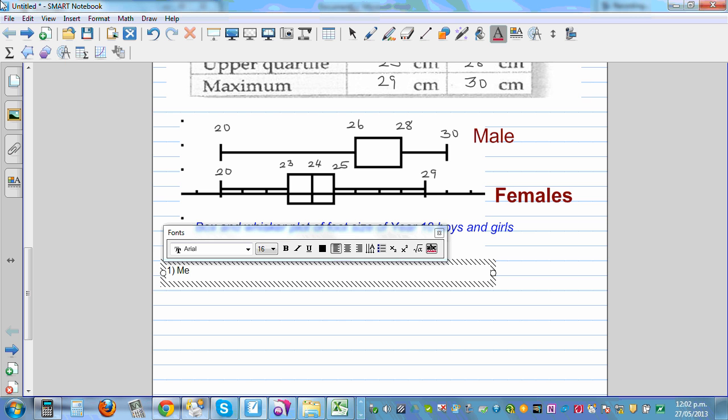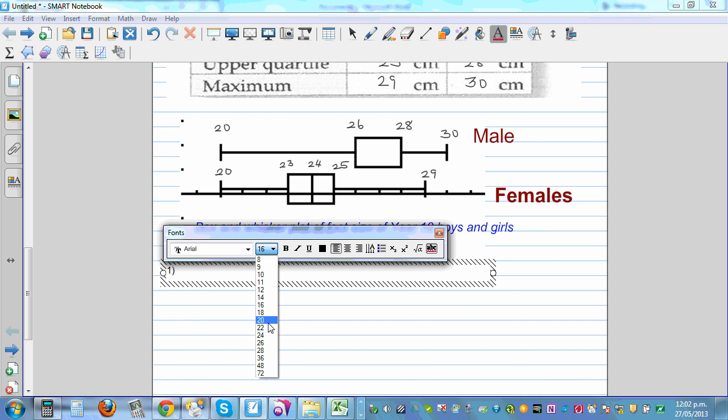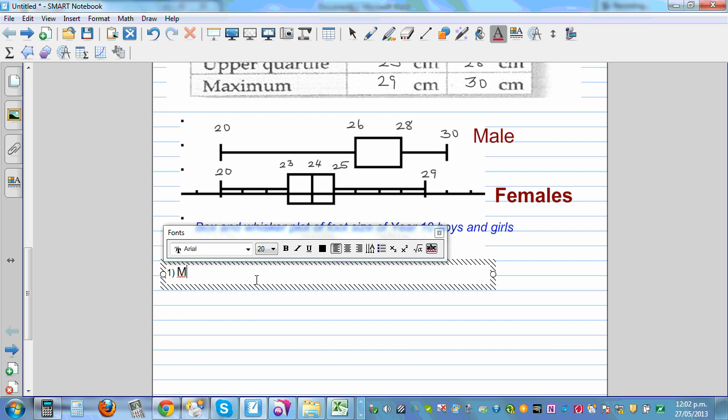median. Let me make it bigger so that you can read my typing. So let me make it 20. Median of males is 2 centimeter greater than female.